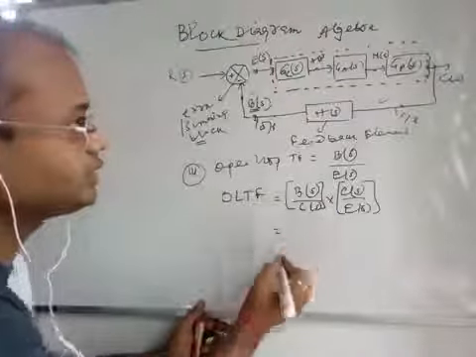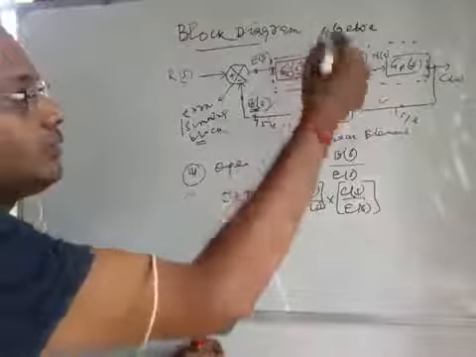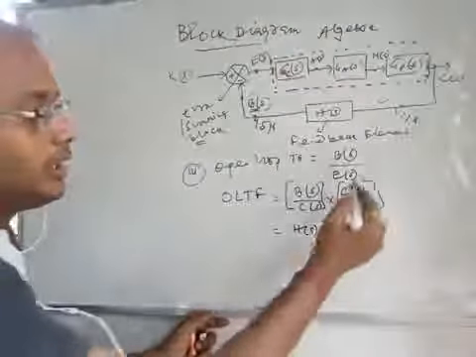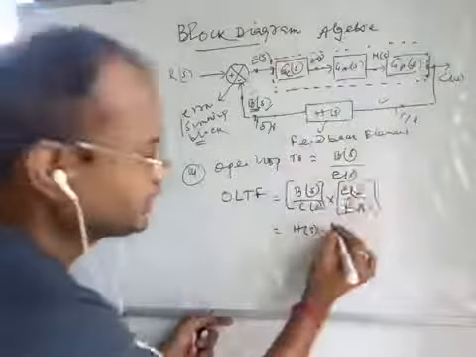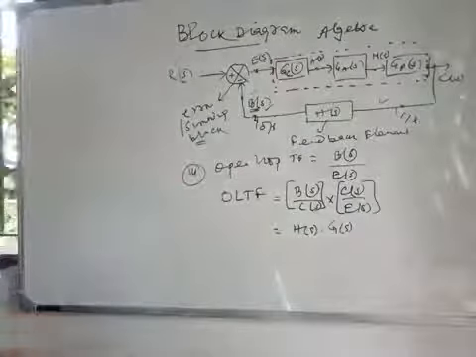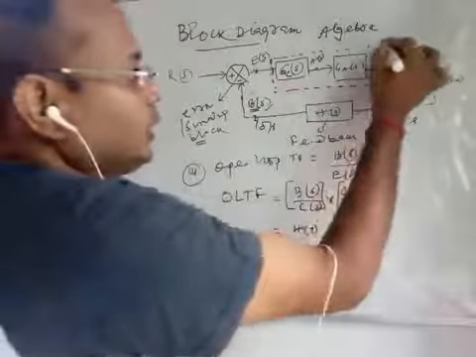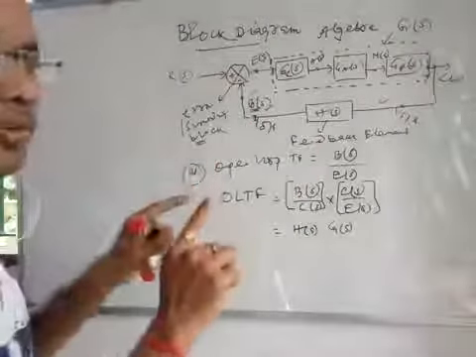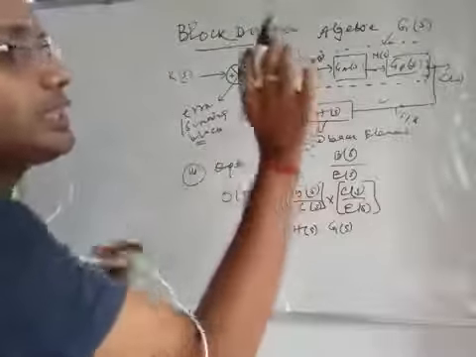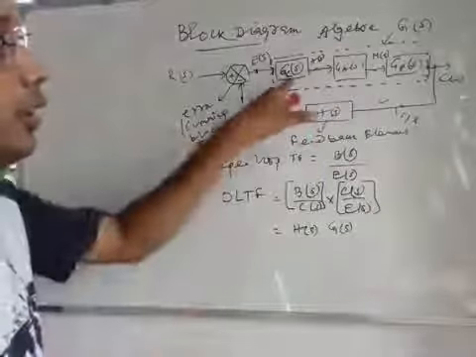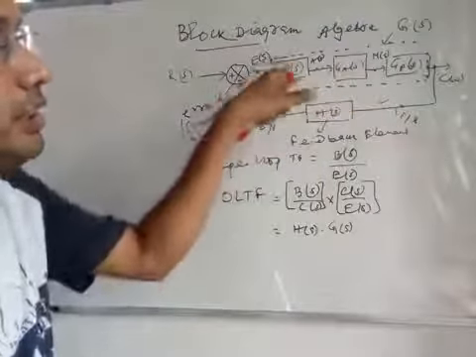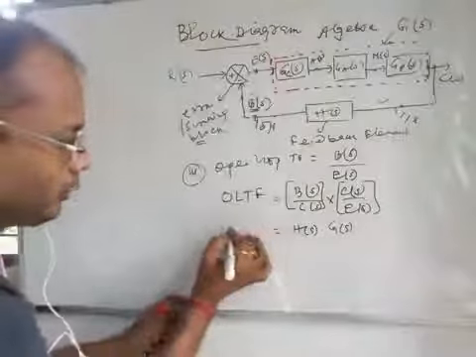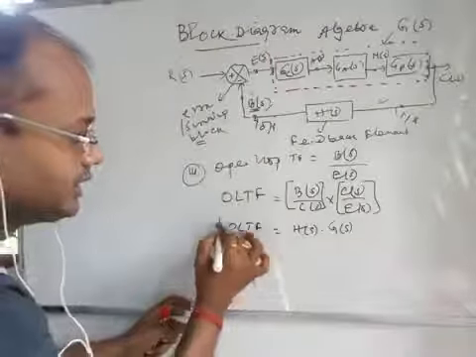What is this B(s)/C(s)? B(s)/C(s) is nothing but H(s), and C(s)/E(s) is your forward path transfer function, which normally we call G(s), or in a single block we may replace it by G(s). That means all the elements coming in the forward path may be written as G(s). That is the normal convention, and here all these blocks are in cascade. So Gc(s) into G(s) into Gp(s) will give you this G(s), right? So this is your open loop transfer function: G(s) into H(s).